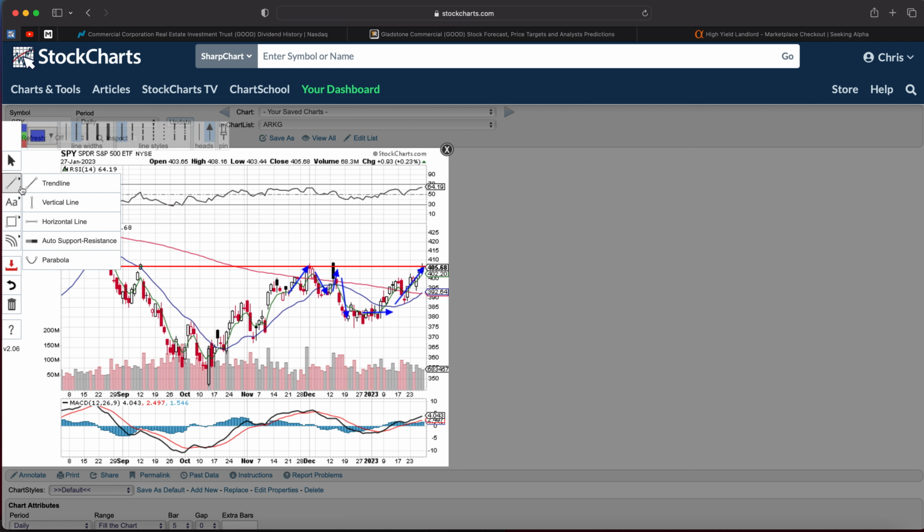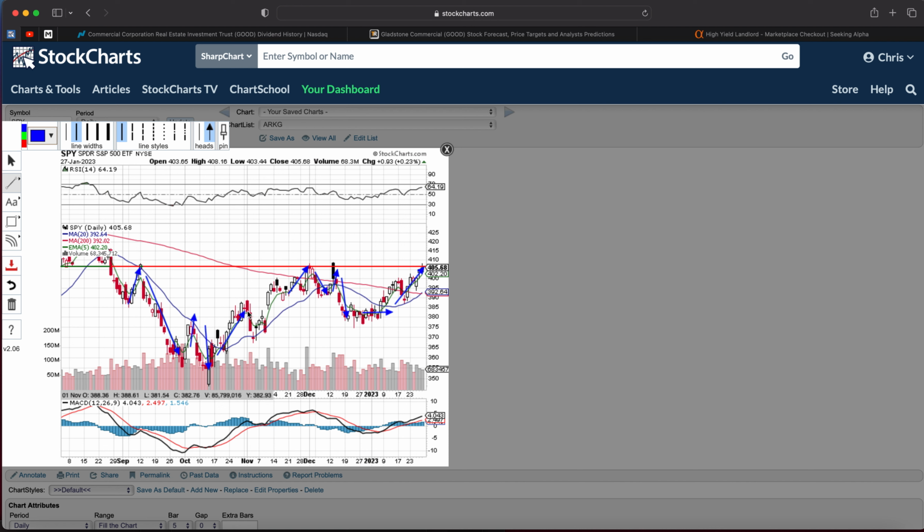Even here. It's not an exact number, it's an area. So you see, when we run up, we stop at that area. Then we fall. Then we go up, down, up, down. Then when we finally get back there, we keep meeting resistance in this area, right? So we're going to make note of that.